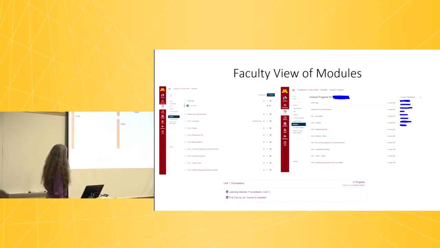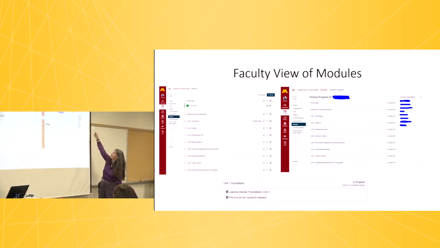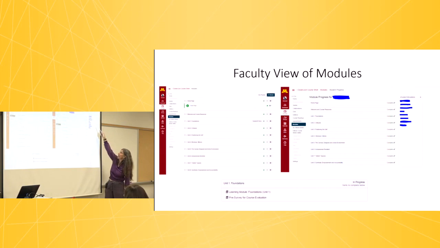And in the faculty view, when I'm looking at the modules, I can take a look at student progress, and then I will see how many students have completed all the parts of that first module. Their names will be listed there, or the percentage that they've done.